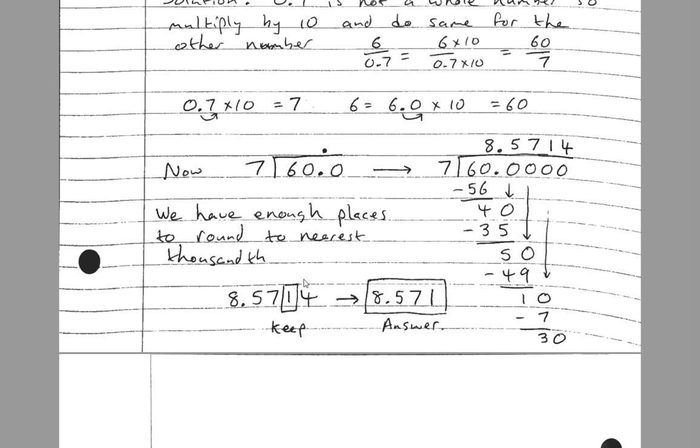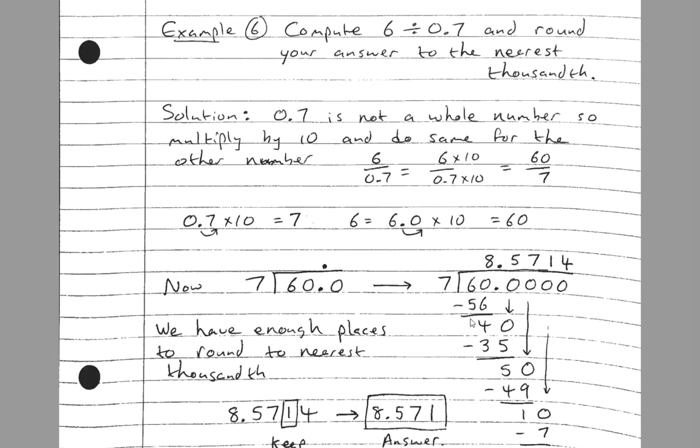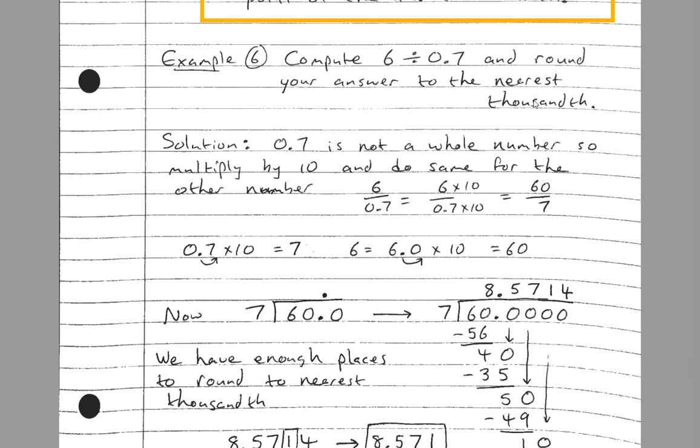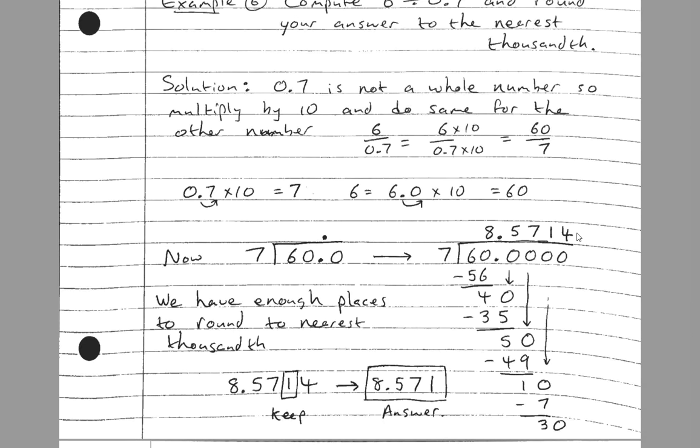So we have a 1 in the thousandths place. That's the rounding place. The 4 is between 0 and 4. So that tells us that we keep that 1, and then make the 4 and everything else 0. So the rounded answer is 8.571. Okay, so if you're rounding, then you need to do the calculation one step further.